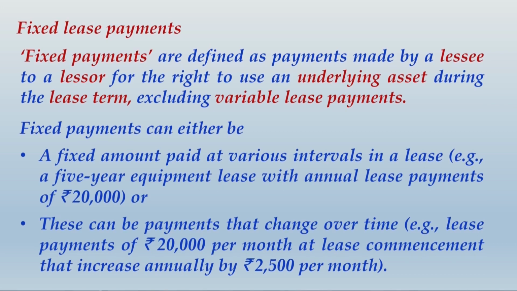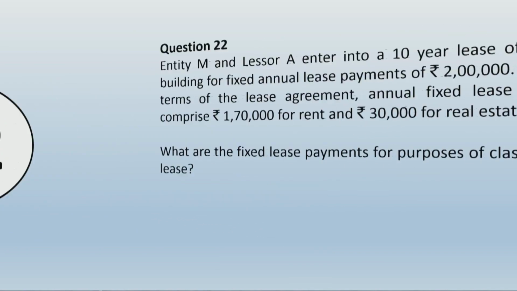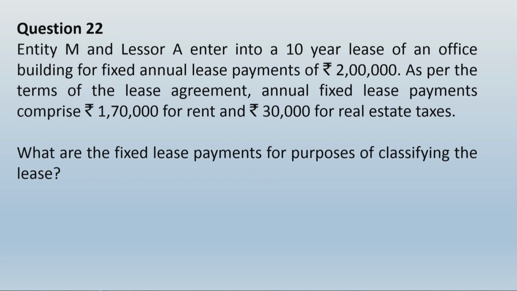Alright friends, you would have finished writing this whole thing. Let us move ahead and apply this concept on a question, that is question number 22. Let us read this question. Entity M and lessor A entered into a 10-year lease of an office building for a fixed annual lease payment of rupees 2 lakhs. As per the terms of the lease agreement, annual fixed lease payments comprise of rupees 1,70,000 for rent and rupees 30,000 for real estate taxes. What are the fixed lease payments for purposes of classifying the lease?